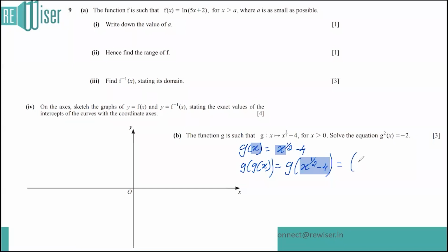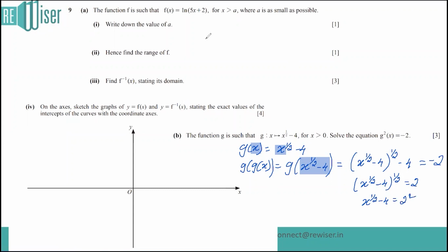When I do that, I'll be getting x to the power of half minus 4, all to the power of half, then minus 4, because this minus 4 stays as it is, equals minus 2. And this is what we need to solve. If this minus 4 goes to the other side, that will become x to the power of half minus 4, to the power of half, equals, on the other side, minus 2 plus 4, so that's just 2. And this half goes to the other side and becomes squared. So I'll get x to the power half minus 4 equals 2 squared.